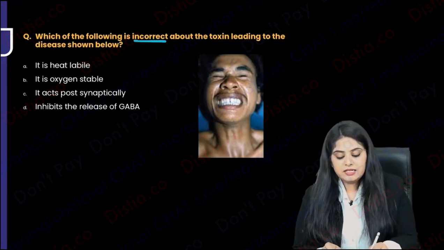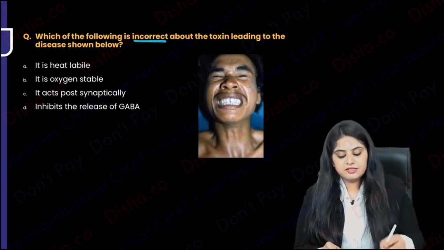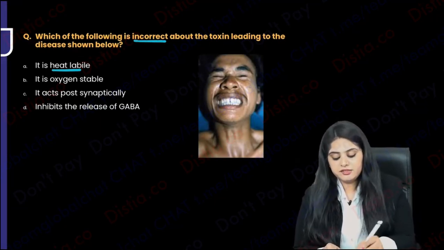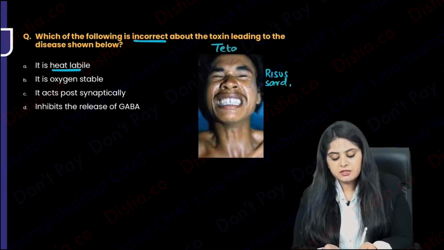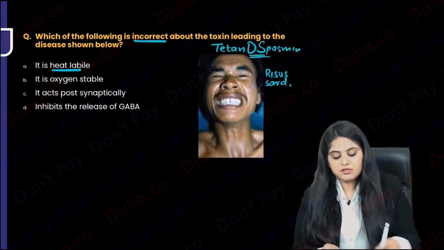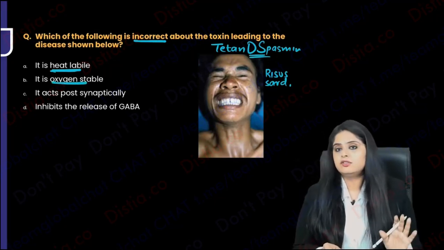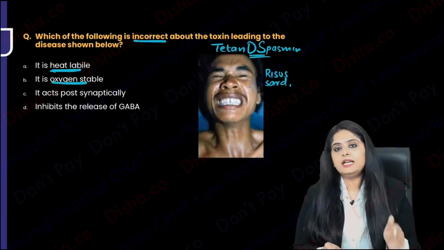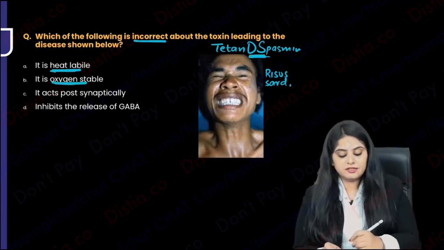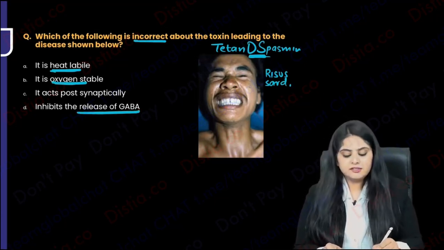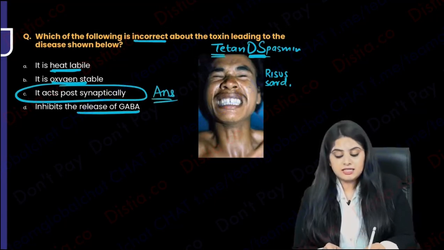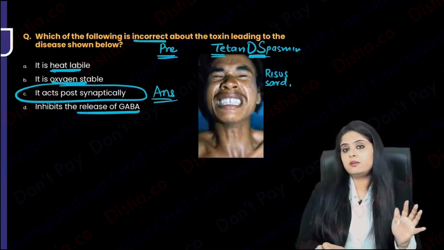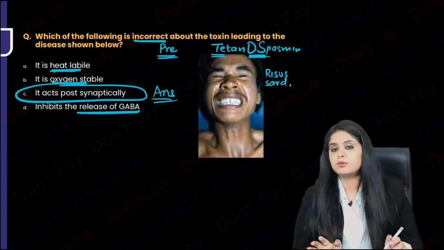Which of the following is incorrect about the toxin leading to the disease? Is it heat labile? So, first tell me the toxin. What disease is it? I can see a patient with risus sardonicus, and this means it is caused by tetanospasmin, right? Lots of spasm. So, tell me, is it oxygen stable? Yes. Every toxin is heat labile, whether tetanolysin or tetanospasmin. Heat labile, yes, oxygen stable, that is correct. Does it inhibit the release of GABA and glycine? Correct. But does it act post-synaptically? No, I had studied that tetanus has a T, so that is going to act pre, that is T is going to act pre, so it acts pre-synaptically, that is what was important.